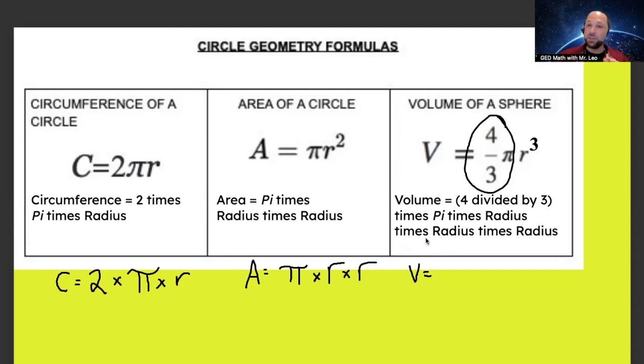The best way to deal with this fraction, and could be any fraction you ever see, is to treat it like a division. Open a parenthesis and simply write 4 divided by 3. That's all you got to do.